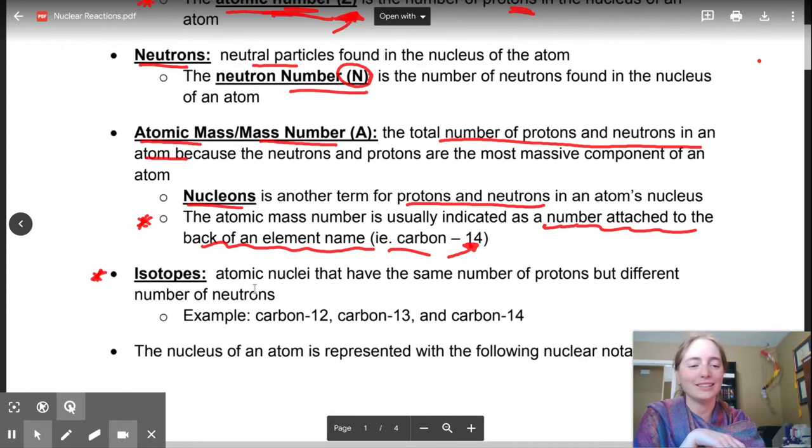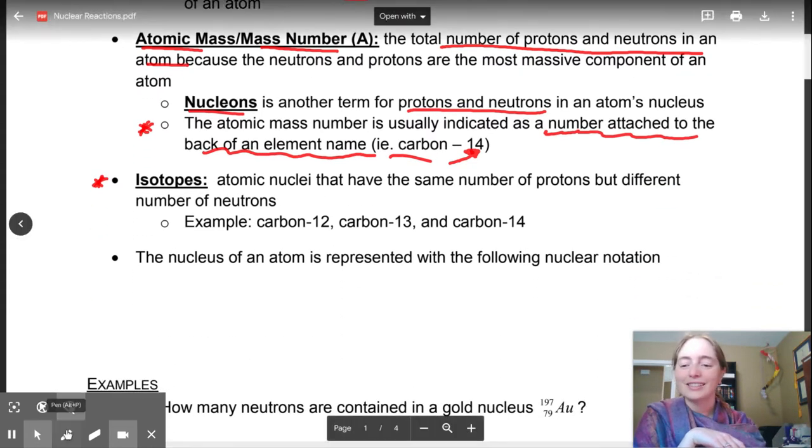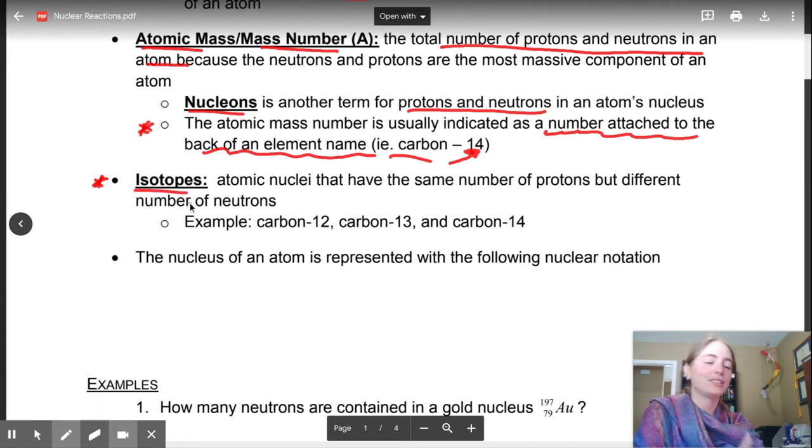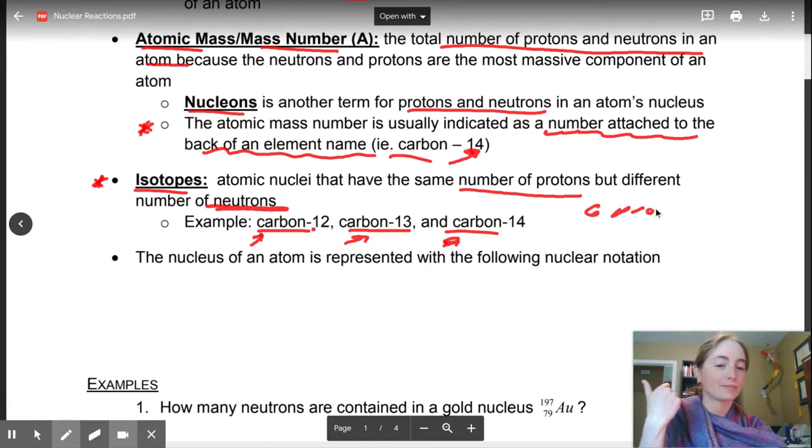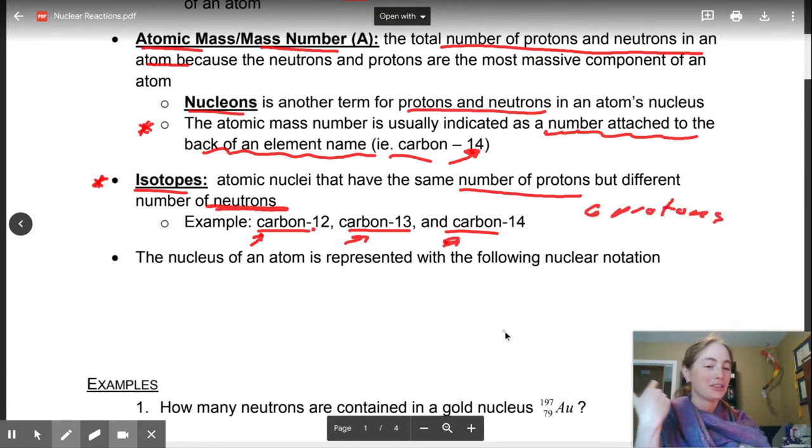Science is just fun. Okay, so ladies and gentlemen, isotopes, another really important definition to keep in mind here. An isotope is something that has the same number of protons, the same element, because the number of protons determines the identity of the element, but they have different numbers of neutrons. So carbon-12, carbon-13, and carbon-14, say. Each of them has 6 protons, so it's all carbon. However, the number of neutrons is different.